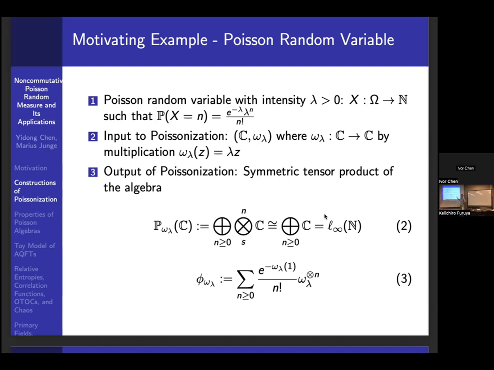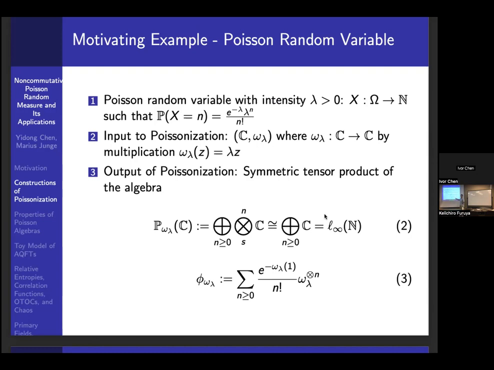And what is the Poisson state? As I told you, Poissonization takes in an algebra and a weight, and spits out an algebra and a state. Now, I told you what the algebra is. It's L infinity of n. Let me tell you what the state is. Well, it's the simplest thing you can ever think of. It's a summation over n of 1 over n factorial, e to the power of minus omega lambda acting on 1, and then omega lambda tensor n times.